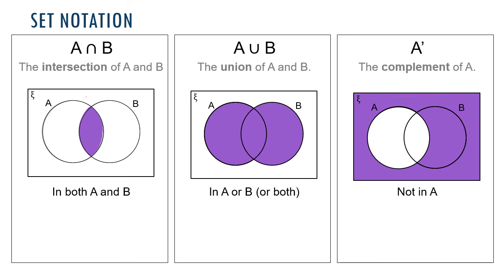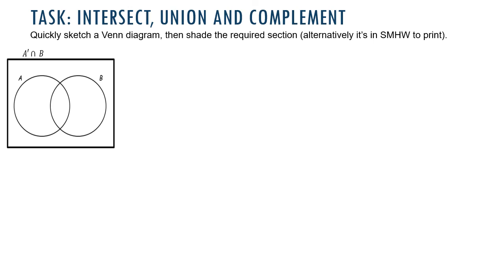So hopefully you're fairly confident now with this set notation, what it means. We're going to push it a bit further and have a look at some questions like this. So here we're given the complement of A intersect B. So we want to shade the area of this Venn diagram which represents this.